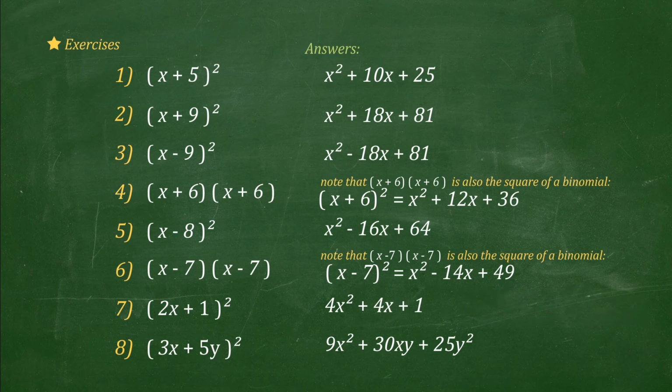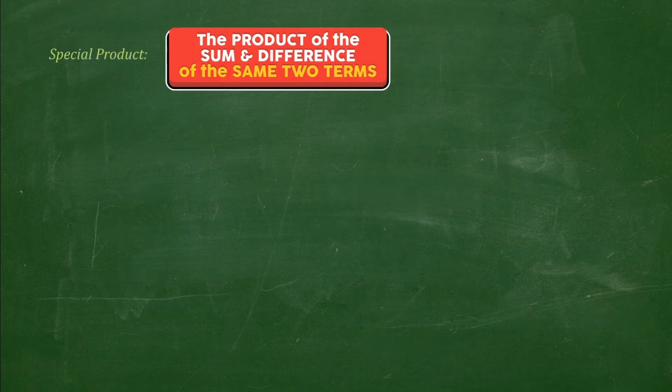On to our next special product. This is called the product of the sum and difference of the same two terms. Whew! I know that name is a mouthful. Ang haba ng pangalan. But what do we exactly mean? Here's an example to show that. Let me read that again. The product of the sum and the difference of the same two terms.